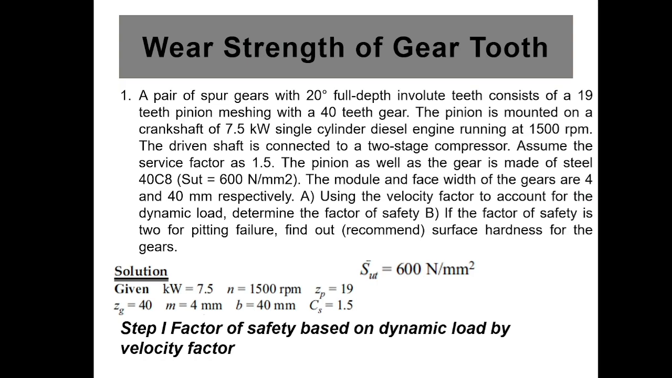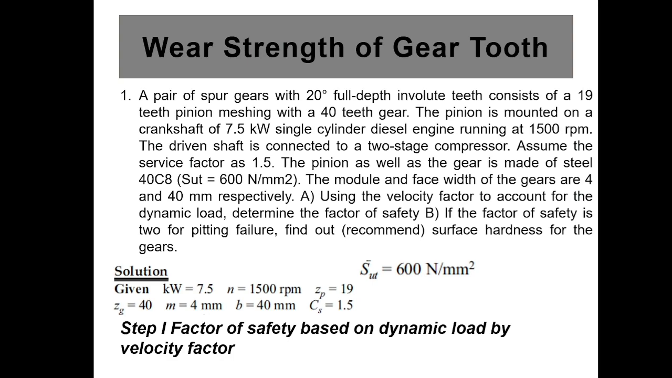A pair of spur gears with 20-degree full depth involute teeth consists of a 19 teeth pinion meshing with a 40 teeth gear. The pinion is mounted on a crankshaft of a 7.5 kilowatt single cylinder diesel engine running at 1500 RPM. The driven shaft is connected to a two-stage compressor. Assume the service factor is 1.5.